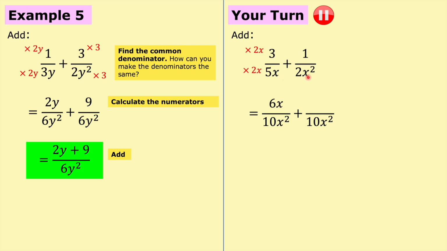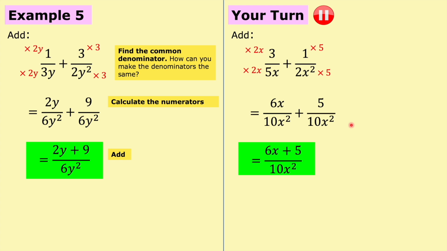Then 2x squared, how have I changed that to become 10x squared? Well, I've timesed it by 5, so I'll need to do that to the top as well to get 5 over 10x squared. And because I've got the same denominators, we just go ahead and add them. So your final answer should be 6x plus 5 all over 10x squared. So again, really well done if you got that correct.